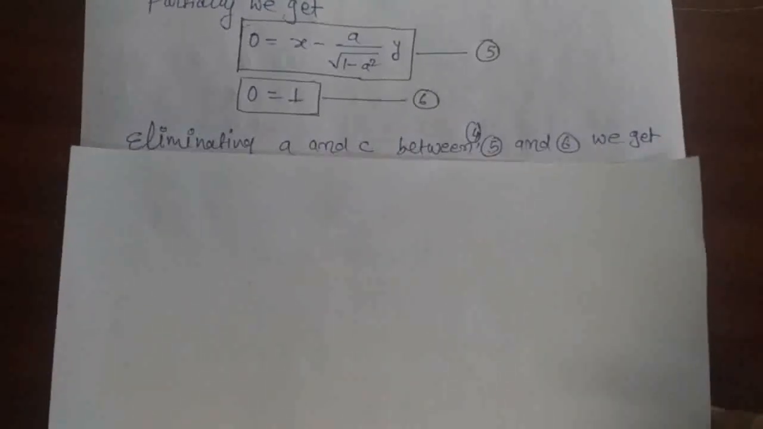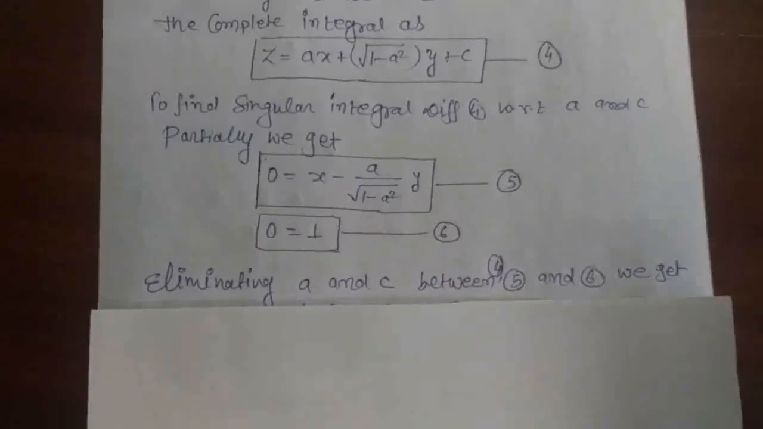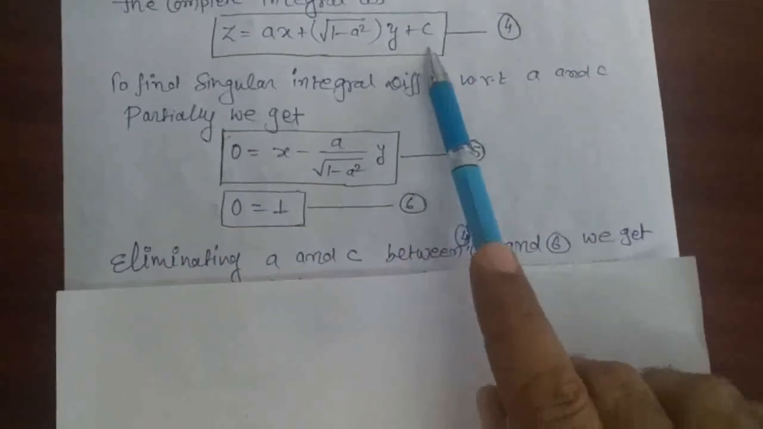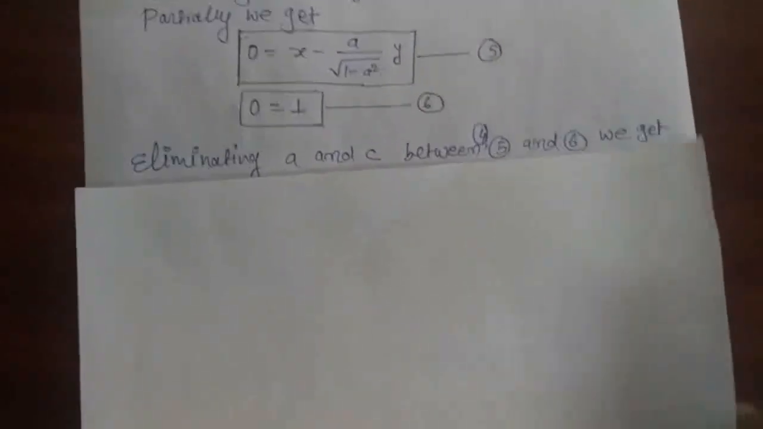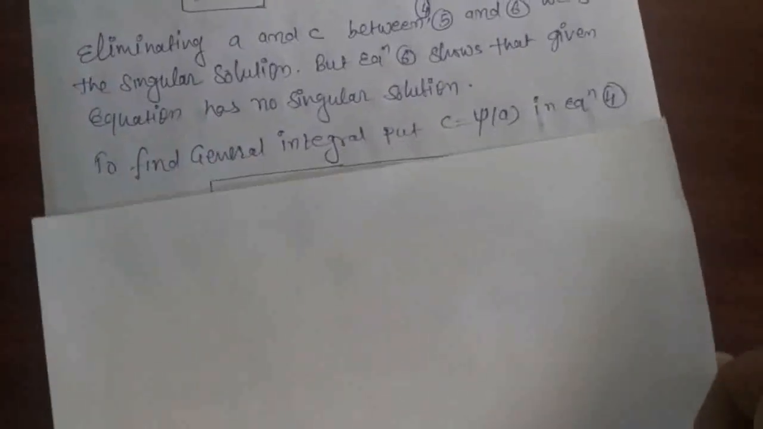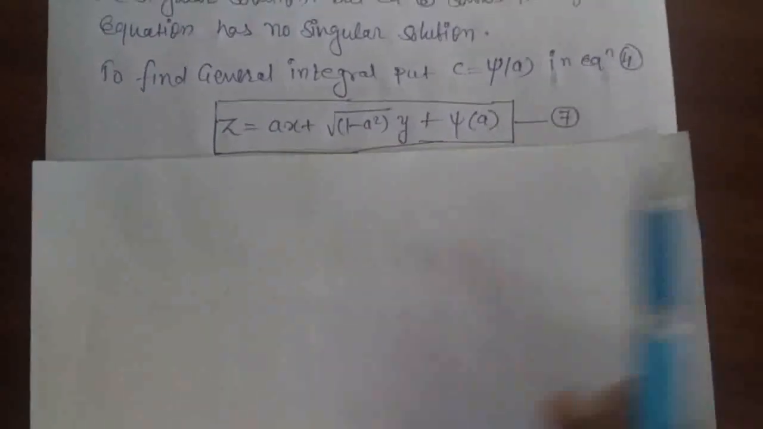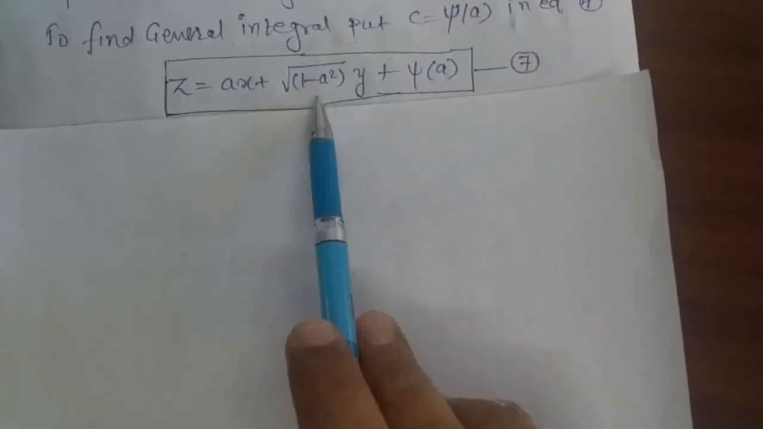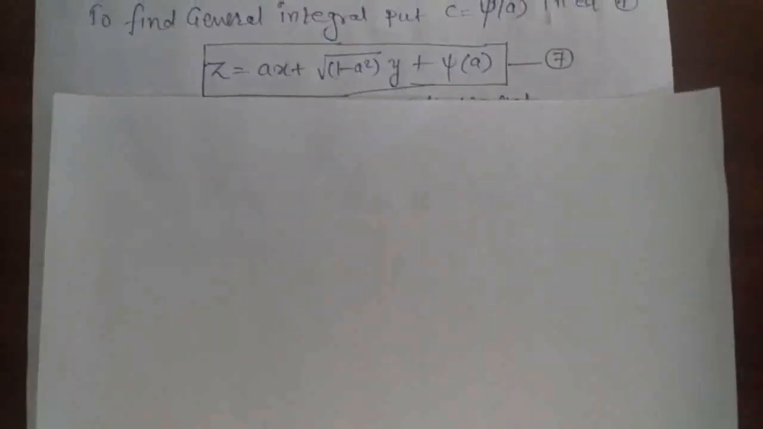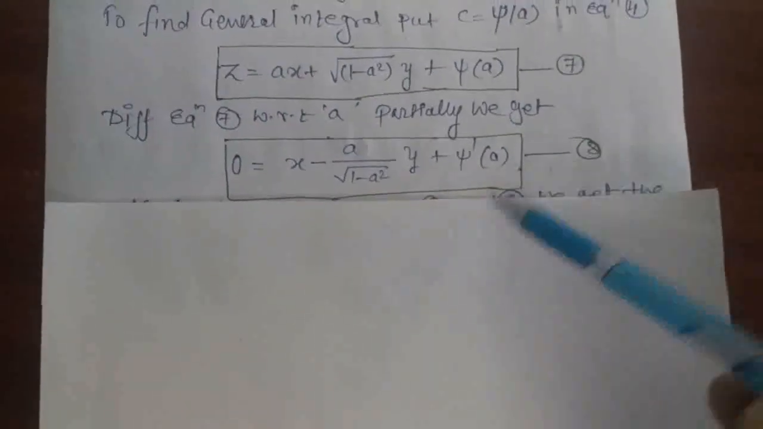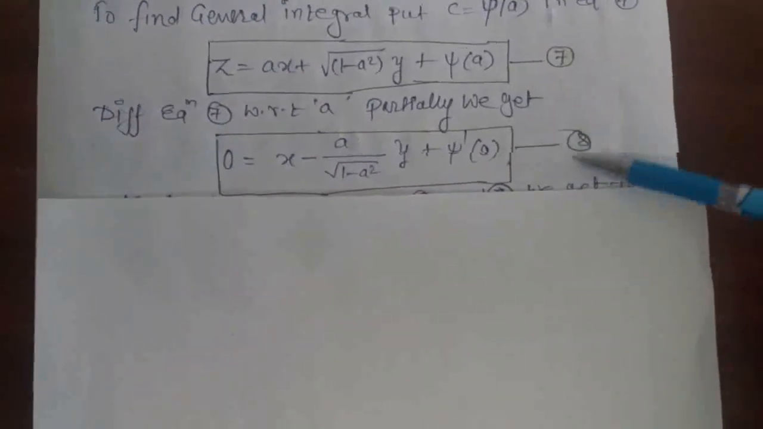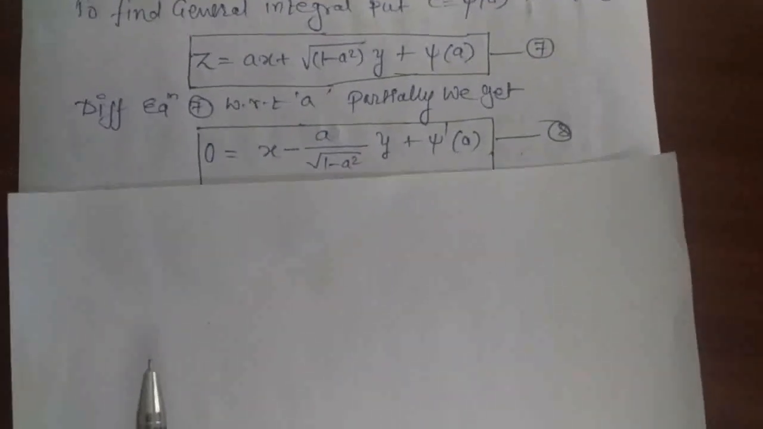Now for the general integral, replace c in equation 4 by an arbitrary function of a. So to find the general integral, put c equal to psi a in equation 4, we get z equal to ax plus square root of 1 minus a square y plus psi a. Now differentiate equation 7 with respect to a partially, we get this equation. Now eliminating a between 7 and 8, we get the required general integral of the given equation.